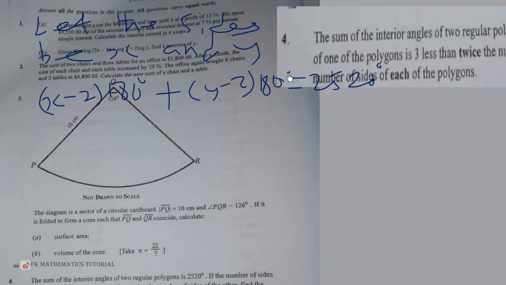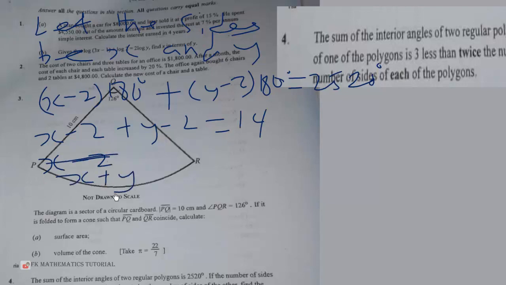So we can divide through by 180, so we get x minus 2 plus y minus 2 is equal to 2520 divided by 180, which is 14. So x plus y will be equal to 14 plus 2 plus 2. So x plus y will be equal to 18. We can call this equation 1.